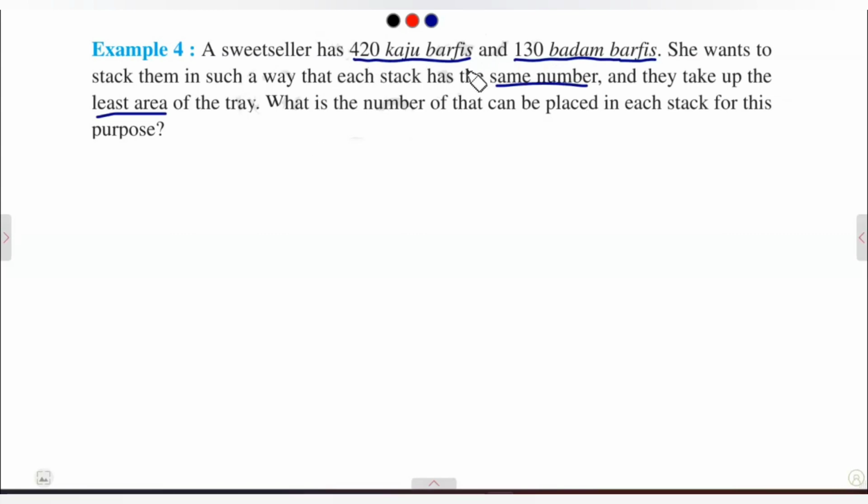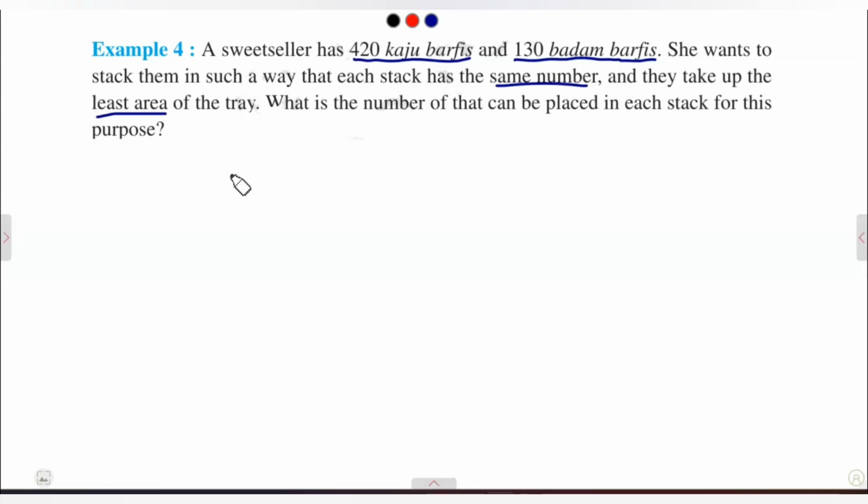Why do we have to take the HCF of 420 and 130? Because the HCF of 420 and 130 is the greatest number that divides them both exactly with 0 remainder. That means this HCF gives you the maximum number of burfis that can be placed in each stack, so that we get the least possible number of stacks used, and the area of the tray used up will be the least. So we want the HCF of 420 and 130. This can be done by using the division algorithm.